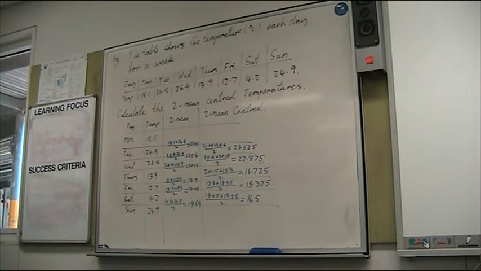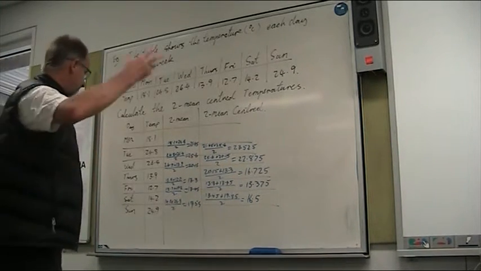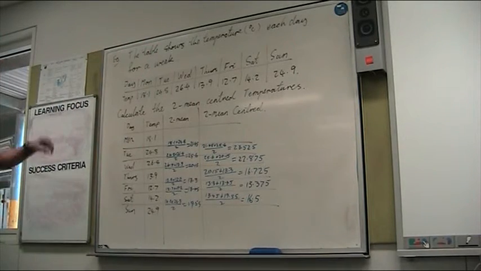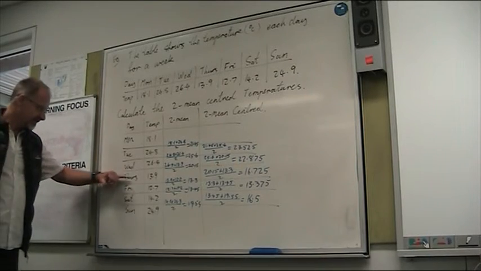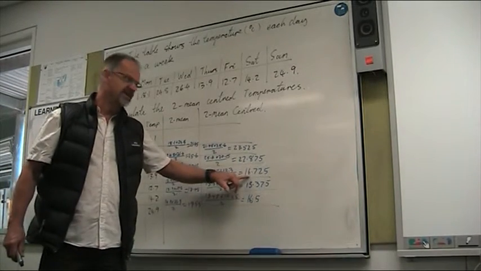A little bit tedious, but that's what it is. So is that then just the answer? So then the answer, if you were asked to say what's the Thursday 2 mean centred, so Thursday the 2 mean centred temperature would be 16.7.